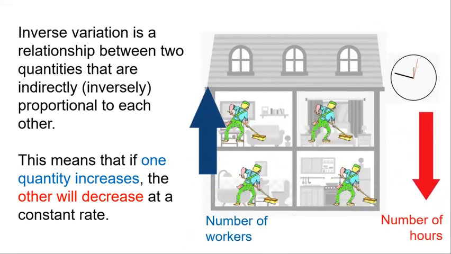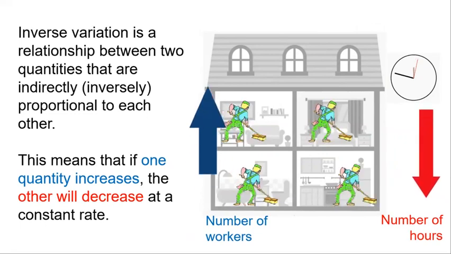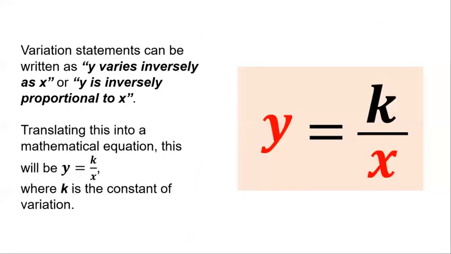Pero kapag marami ang nagtutulong-tulong, mas maikli ang oras na gugugulin para matapos yung gawain na yon. Maaari mong malaman na isang inverse variation ang tinutukoy ng isang problem base sa statements na y varies inversely as x or y is inversely proportional to x. Translating this into a mathematical equation, we have y is equal to k over x, where k is the constant of variation.